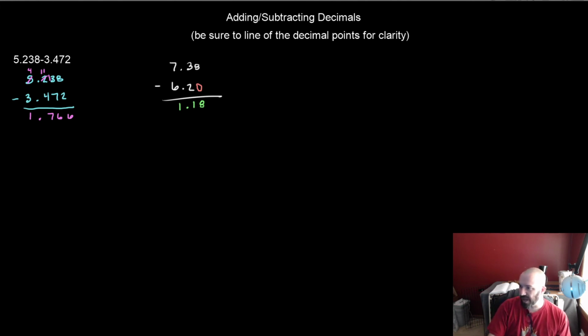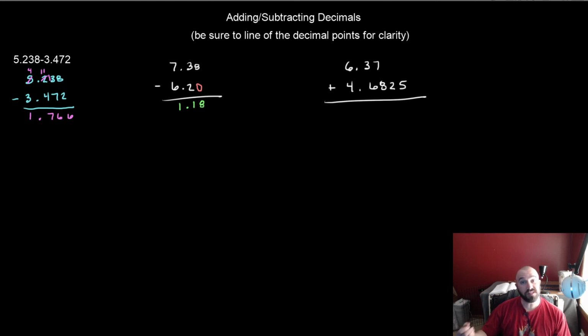One more. This time we'll add. Let's see. Let us take 6.37 and let's add that to 4.6825. All right. So again, we're missing digits. Wherever you're missing digits, put a 0. There we go. And now I just add like normal.